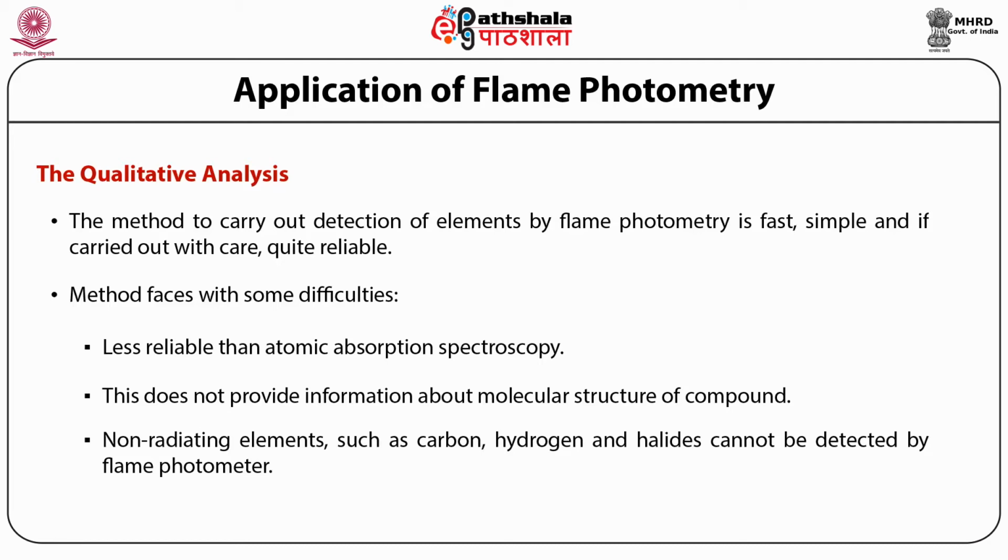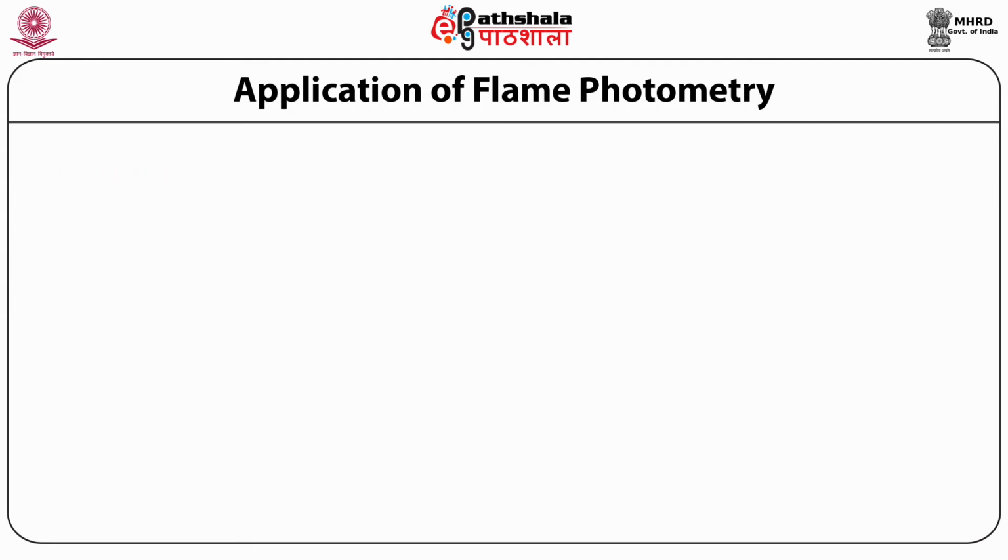For example, if chlorine is to be detected in a liquid sample, the best method is to precipitate it as silver chloride, which is then aspirated into the flame of a flame photometer to carry out the determination of silver. From the result, the chlorine content can be calculated. The second type of application of flame photometry is quantitative analysis. This is one of the most useful applications of flame photometry.